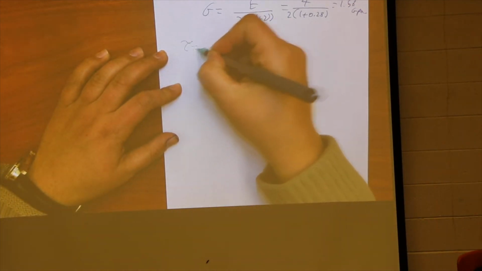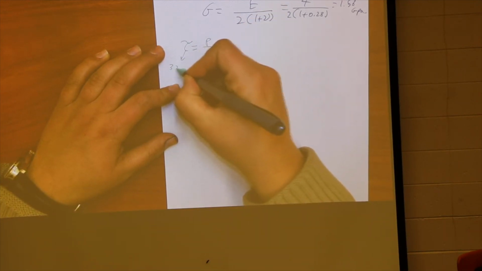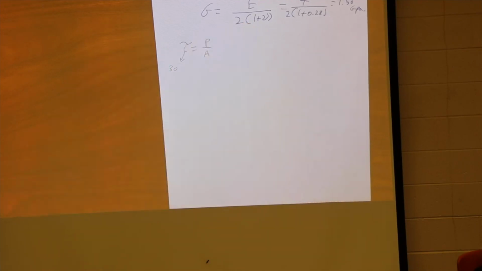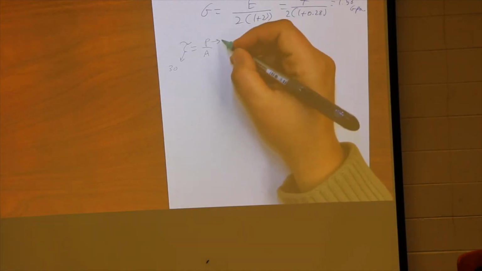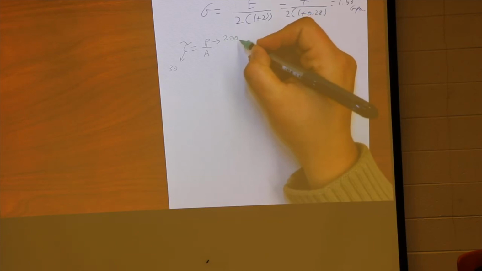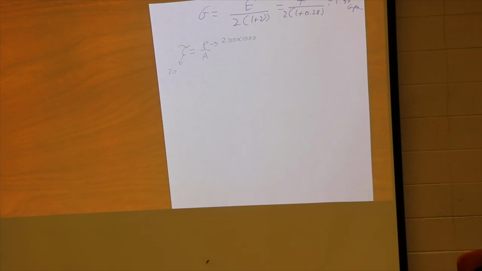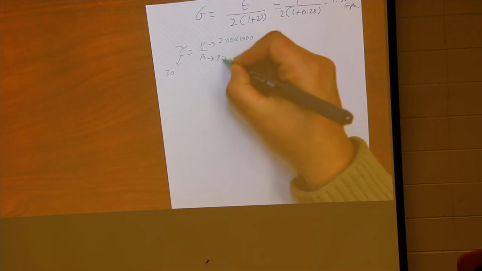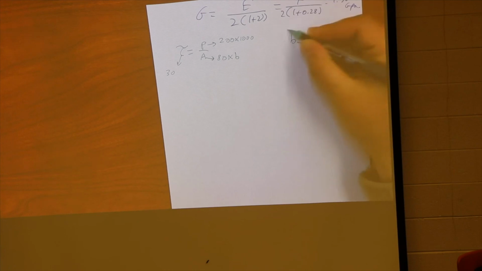Tau equals P over A. Tau is supposed to be 30 megapascal. P is 200,000 newtons. What is the area? What is the area under shear from this sketch? 80 times B, correct. So this is 80 times B. That gives you B equal to 84 millimeter.